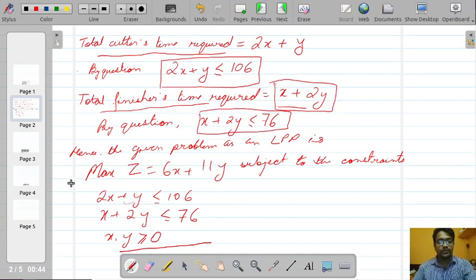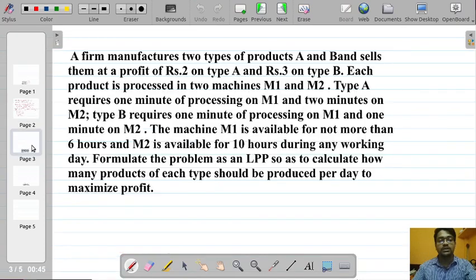Okay, so the given problem can be formulated as this LPP: maximize z equal to 6x plus 11y subject to the constraints twice x plus y less than or equal to 106, x plus twice y less than or equal to 76, and x and y are both non-negative. Okay, so this is not actually the solution of the problem, but the mathematical formulation of the problem. So if in your exam you are asked to formulate the problem mathematically, then this much is sufficient. And if you are asked to solve, then we have to do something else, which we will be doing in the next classes.